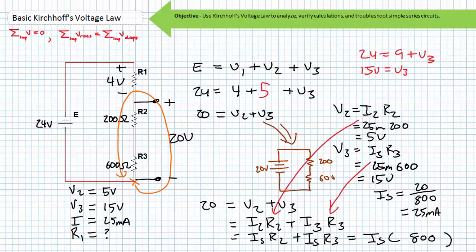The only task remaining us is to solve for R1. Given that we know the voltage drop across it and the current through it, we can use Ohm's law to solve for R1, where R1 equals V1 divided by I1, 4 volts divided by 25 milliamperes, yields 160 ohms.